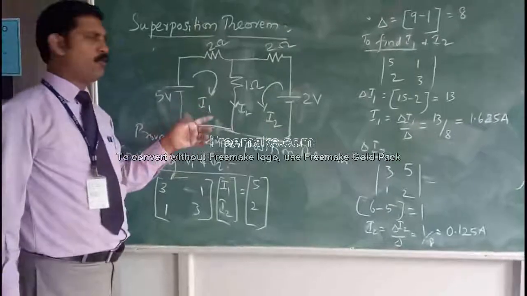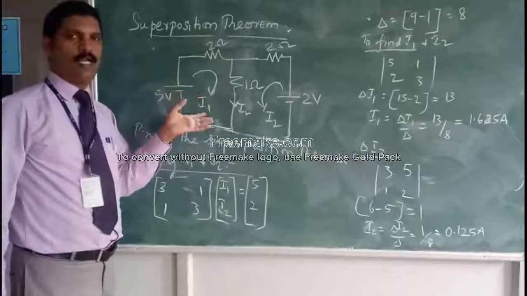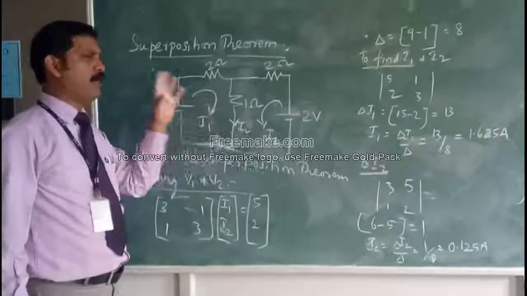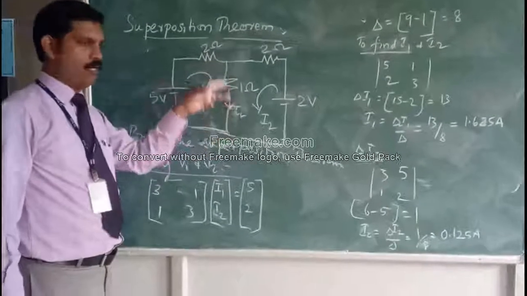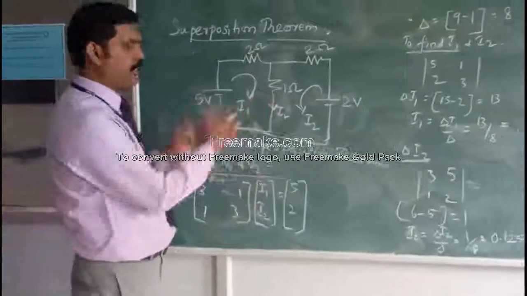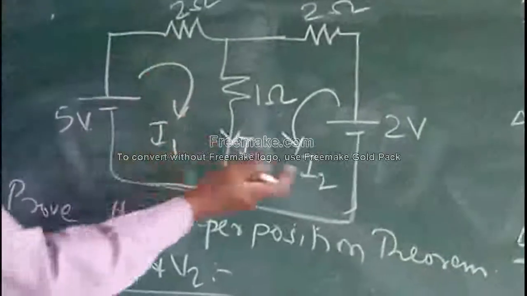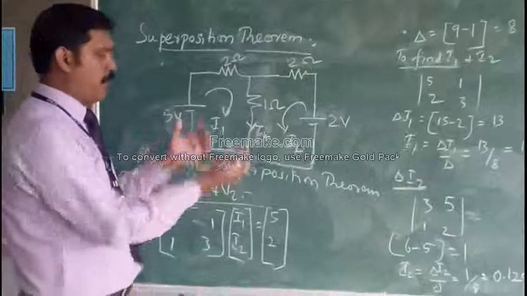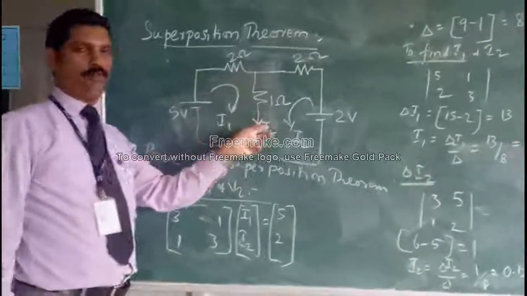Using mesh loop analysis, you can take any method. You can use Kirchhoff's voltage law, mesh loop analysis, or Thevenin's theorem. Any method you can use, but your aim is to find the current flowing through this 1 ohm, which you can consider as the load resistance. From the diagram itself it is very clear that both currents enter the resistance in the same direction. So I1 plus I2 is the net current flowing through this 1 ohm.